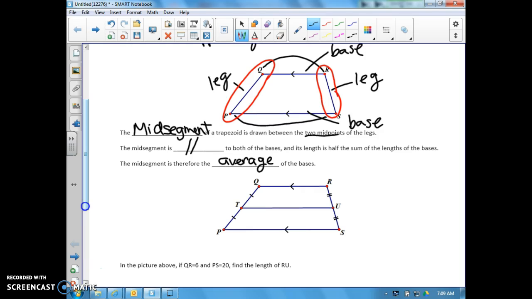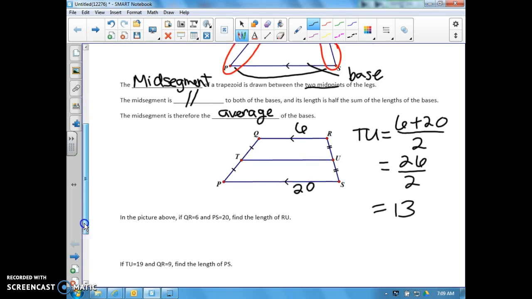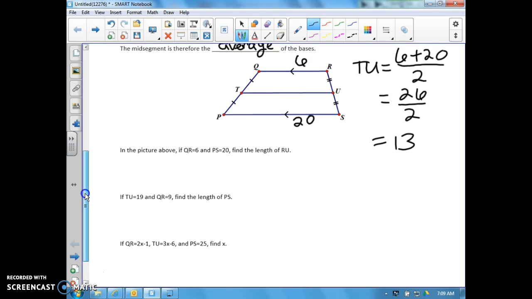It's really quite easy. So here, if we make QR 6 and PS 20, TU has to equal the average, 6 plus 20 divided by 2. It's 26 over 2, which is just 13. We can, of course, make this math slightly more complicated and have to find other things.